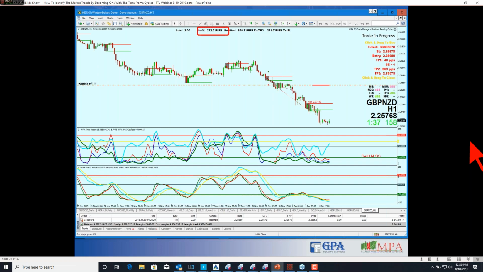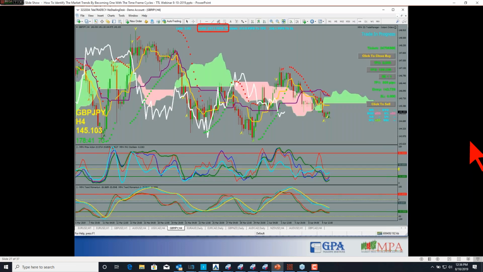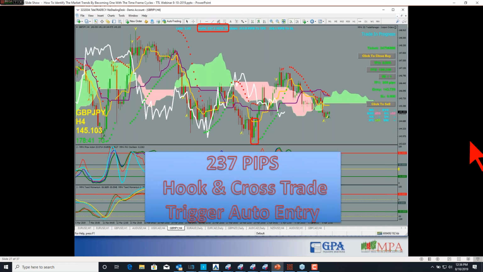And again, 272 pips, but hey, it's consistent. Here's one, 237 pips. Why? Same thing. Trigger higher, entered the trade, took profits as we were going higher. 237 pips on an auto hook and cross entry. What does that mean? It means once I click one button that says ready to trade, it's good to go, and it will not fire until it's ready. And when a trigger appears, it enters and does everything for you.